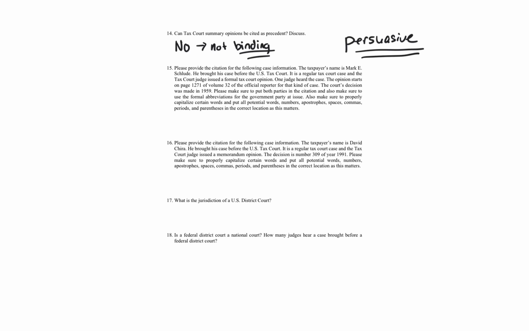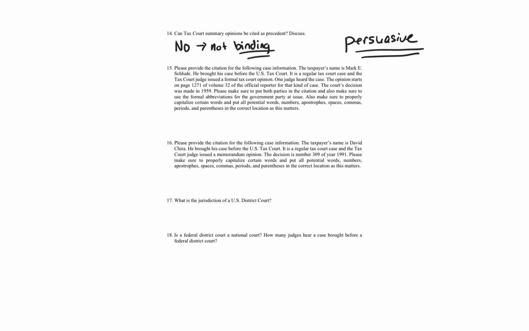The taxpayer's name is Mark E. Schluty. He brought his case before the U.S. tax court. It is a regular tax court case, and the tax court judge issued a formal tax court opinion. One judge heard the case. The opinion starts on page 1271 of volume 32 of the official reporter for that kind of case. The court's decision was made in 1959.